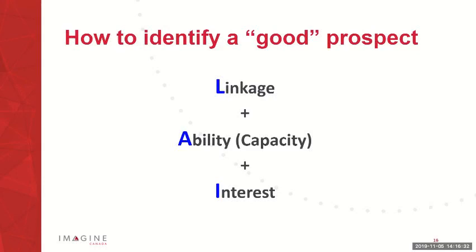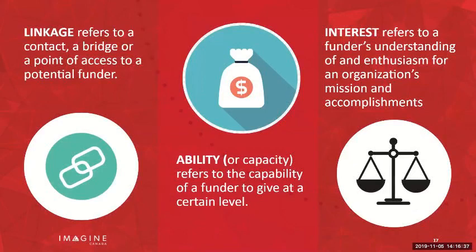So let's dive in a bit more and take a look at what L, A, and I are. Linkage refers to, as you see up at the top left here, a contact, a bridge, or a point of access to a potential funder. So think about past giving history, relationship to an organization, etc. And ability, or I actually prefer to call it capacity, I find that defines that notion a little bit better, refers to the capability of a funder to give at a certain level. So, through your research, a funder is deemed to have sufficient funds to support at X level.